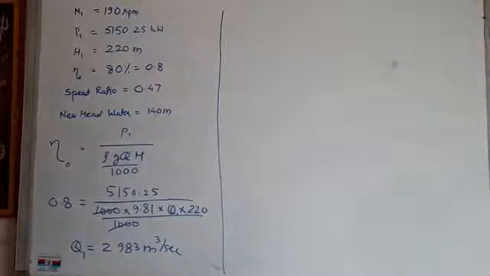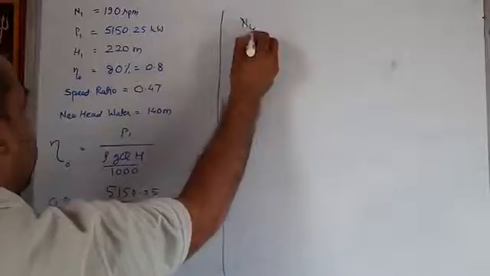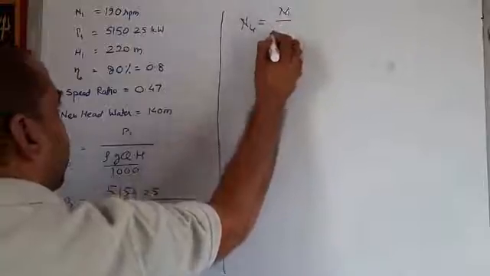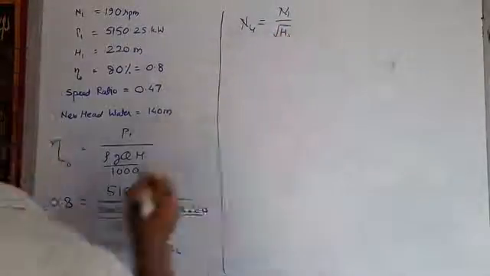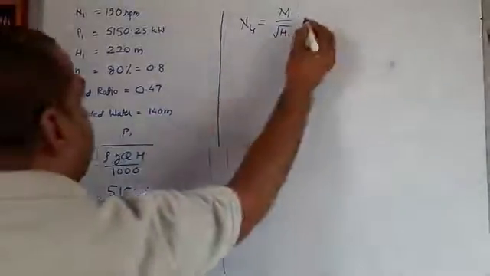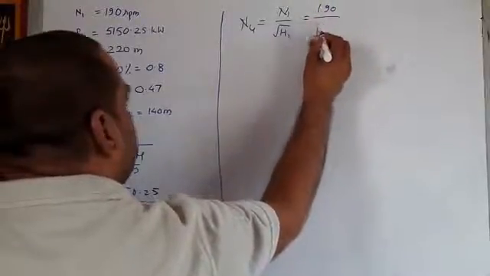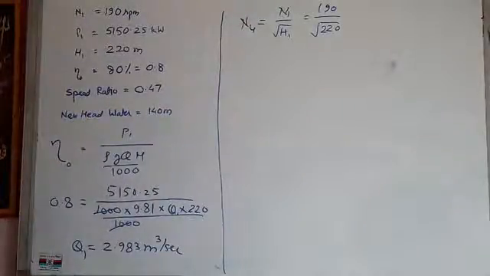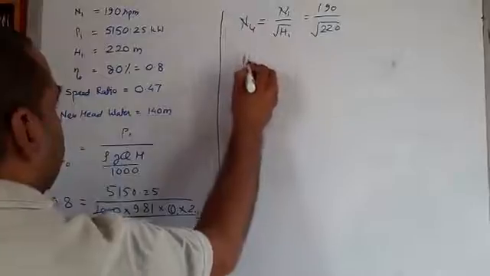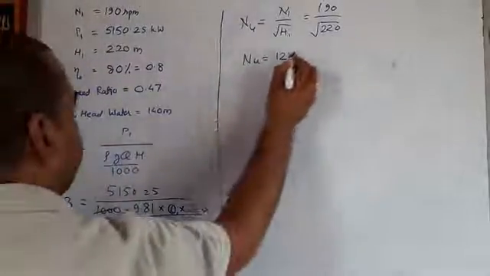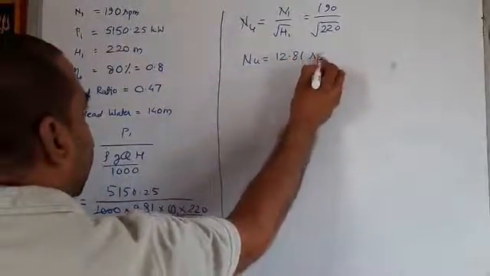Now unit speed NU is equal to N1 by root H1. This is the formula for unit speed. N1 by root H1 equals 190 by root of 220. So this unit speed NU comes 12.81 rpm for this type of turbine.